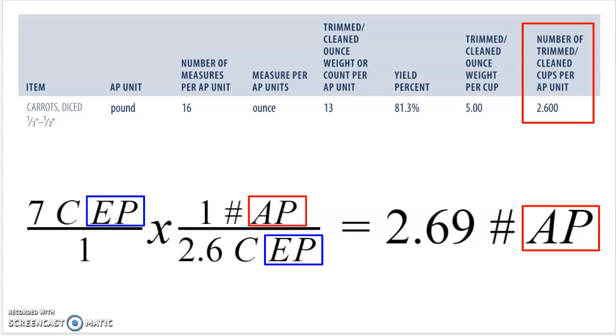Those are just 2 of the methods. There are other methods you could have used to make that same conversion. Notice we didn't do one using yield percent with this one. We could have done that too. Depending on which column of the book of yields you use, you can use different approaches to get from an EP quantity over to an AP quantity. Just be careful as you do it. Make sure you're using the column the way it's actually labeled.